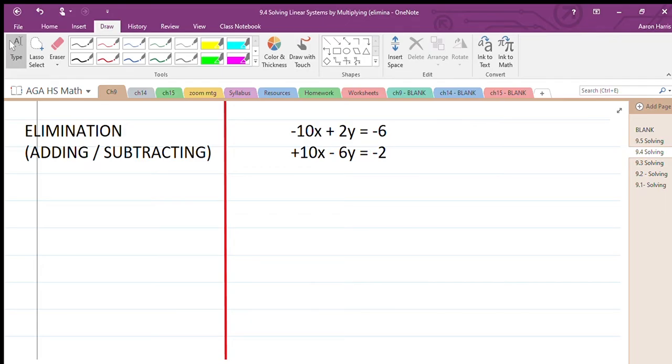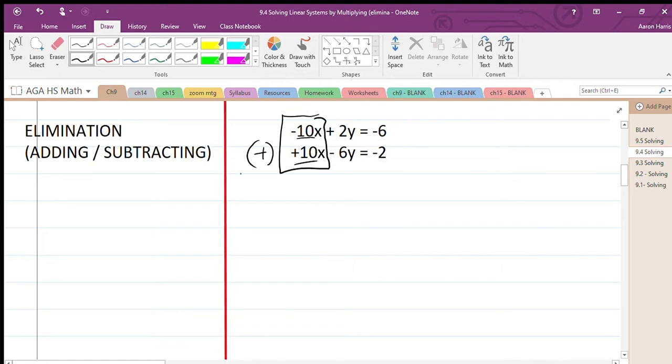Elimination by adding and subtracting. Now we did this last section. I just want to reiterate, I want to make sure that we understand when to add and when to subtract. If we look here, I got a negative 10 and a positive 10, so I know that they are called what? Additive inverses. So what do I do with these equations?